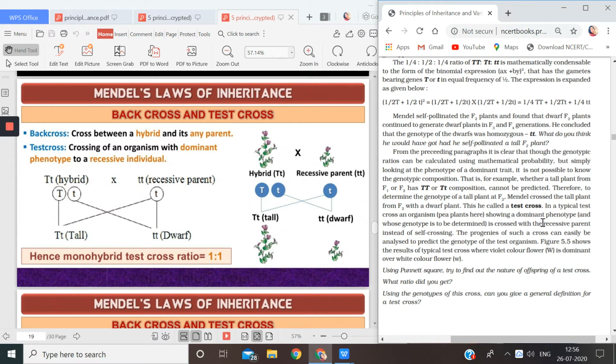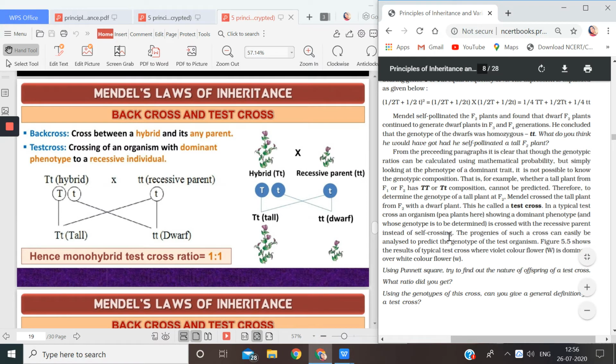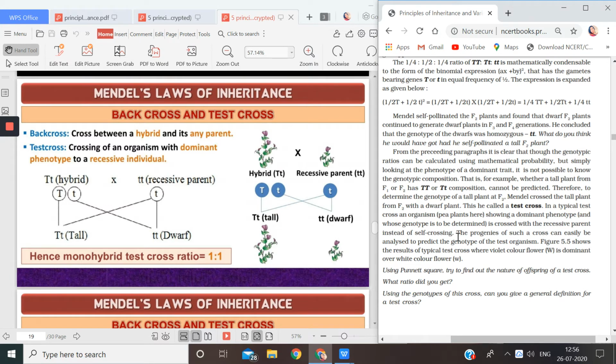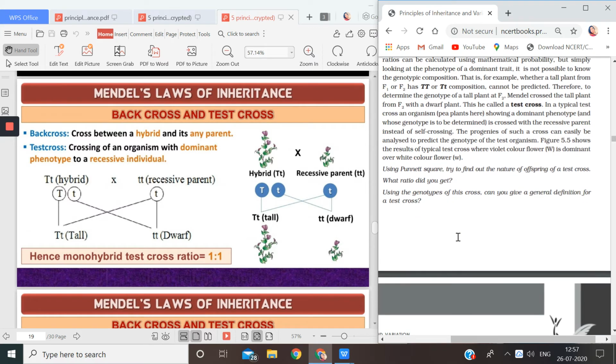So it is crossed with a recessive parent instead of self crossing, because generally in F2 we self cross. But instead of doing a self cross, what Mendel did is he took a dominant trait plant whose genotype is not known and crossed that plant with the recessive parent. The progenies of such a cross can easily be analyzed to predict the genotype of the test organism.